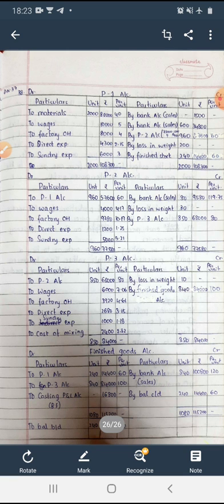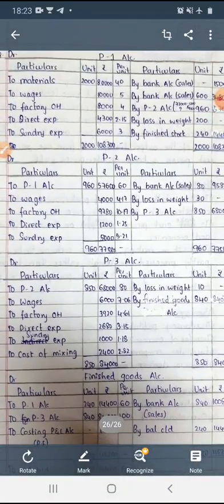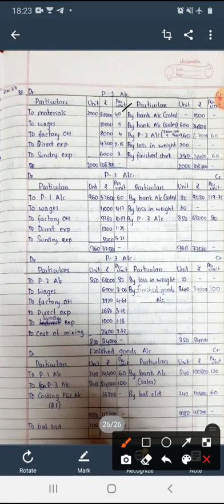Okay, start P1. First, materials. How much? 2000 units of materials at 40 per unit. Then wages, then factory overhead, then sundry expenses, then direct expenses. Enter all these things. Then cost of mixing is not there for process 1. Scrap sold is there, so by bank account. Sale of scrap, only the amount is given, so 1500. Next one, sale of waste units 600, amount 34,800.